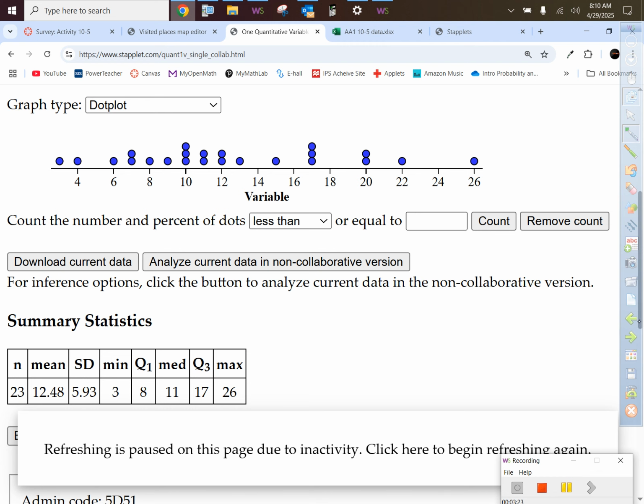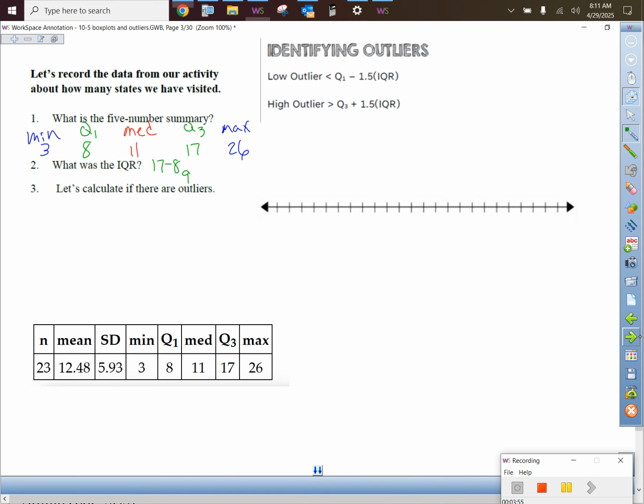So let's do the math behind it. How we do that is, first things first, let's start with low. I would like you to make a little category, because you'd have 2 possible outliers, right?